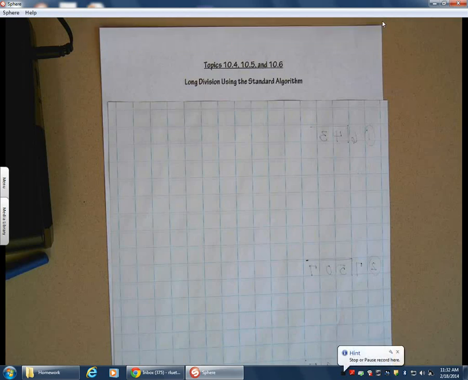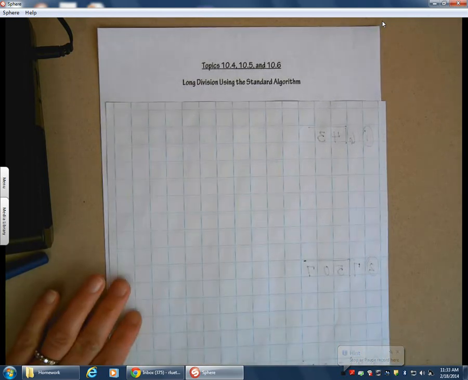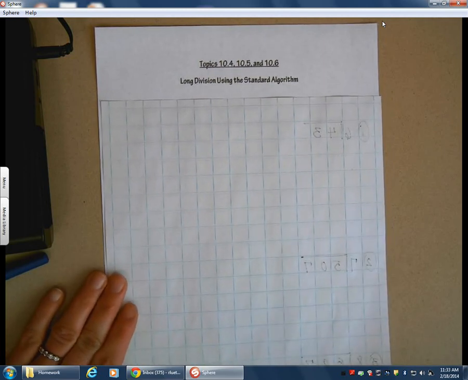Good afternoon, mathematicians. Today I am going to show you how to use the standard algorithm for long division. This will be covering the information from Topics 10.4, 10.5, and 10.6 in your math book.